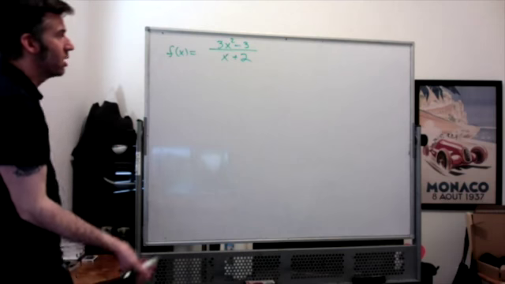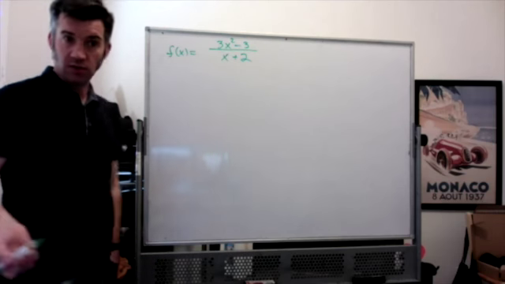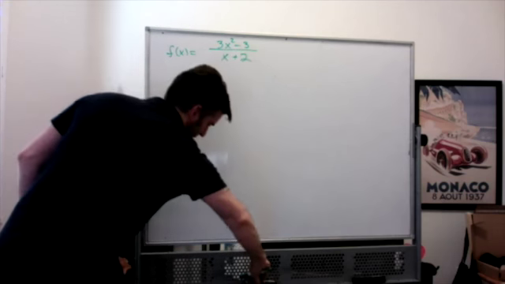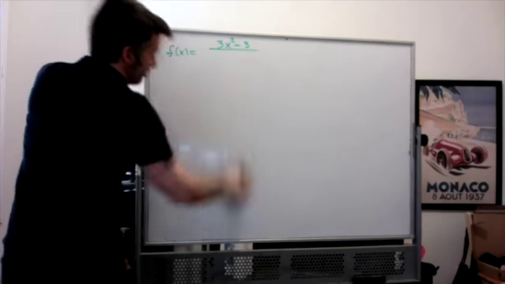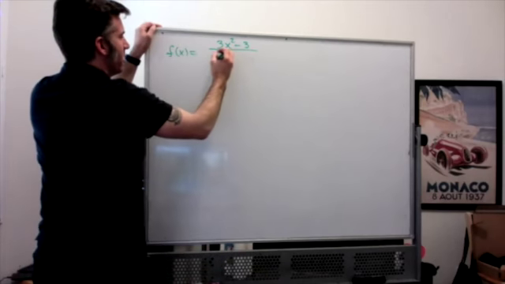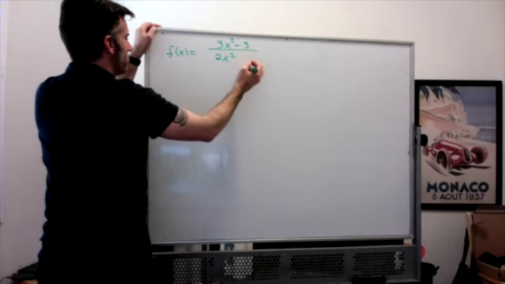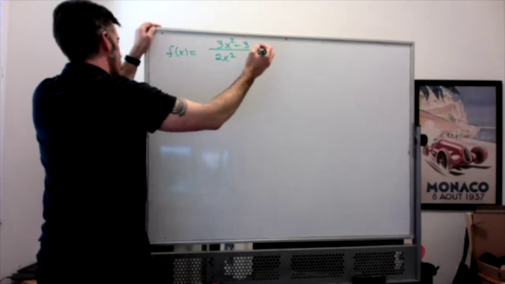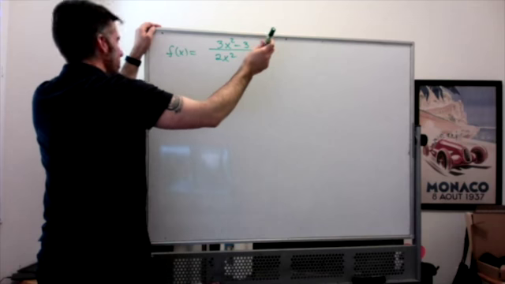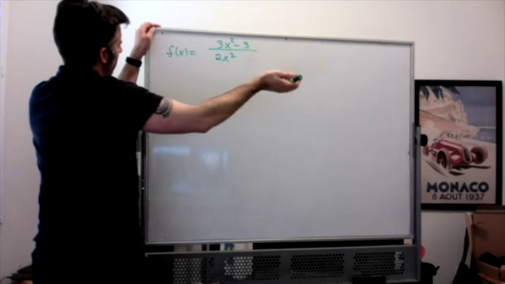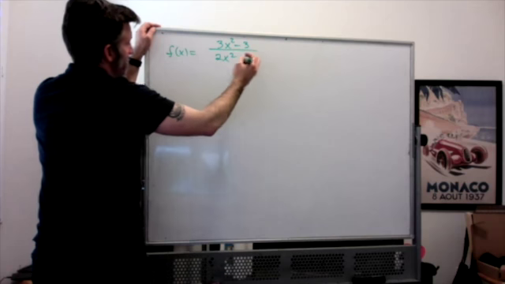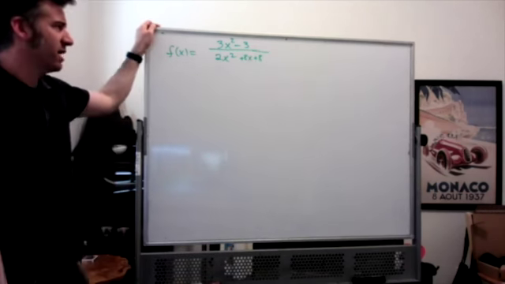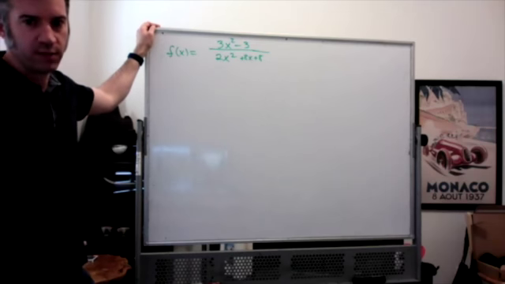Okay, sorry, let's try again. Let's make this bottom part 2x squared plus 8x plus 8. Yeah, that would be good.